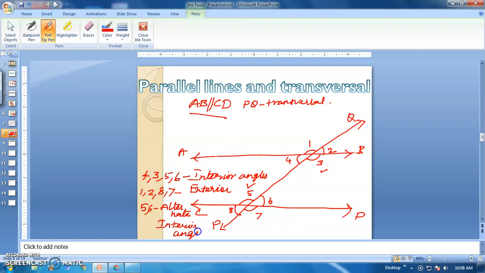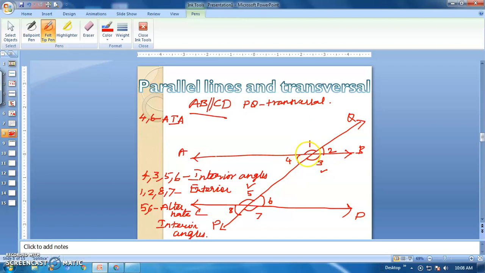Alternate interior angles. So 5 and 6. And similarly, what about 4 and 6? This 4 and 6 are also called alternate interior angles. I just wrote it in short form. Okay, alternate interior angles.